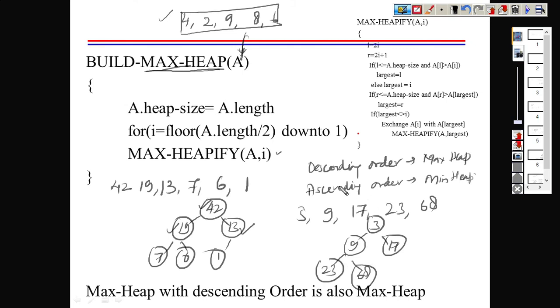Now that means if I want to construct a heap, I can simply sort the given sequence and I will get my heap constructed. For example, this sequence is given to me. I will apply any sorting algorithm, and with the sorting algorithm I can convert my sequence into a max heap.